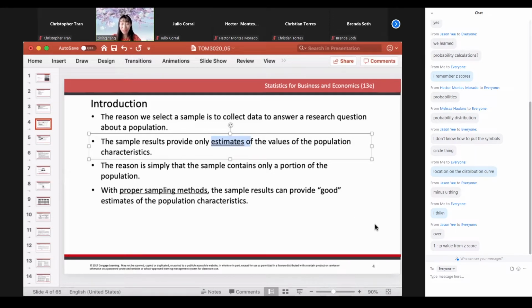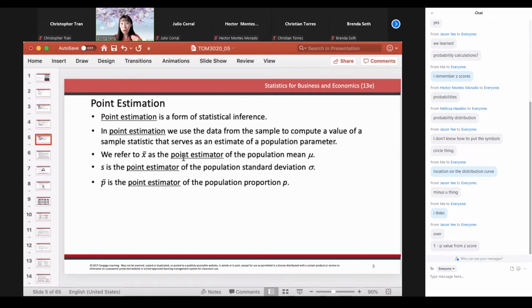If I have historic data and I use that to predict the population, I look at the small sample. So when we do the estimate, we usually start with point estimate. So in point estimation, we use data from the sample to compute a value of a sample statistic that serves as an estimate of the population parameter. So we really are only just looking at one number. So the one number may be the mean, right?